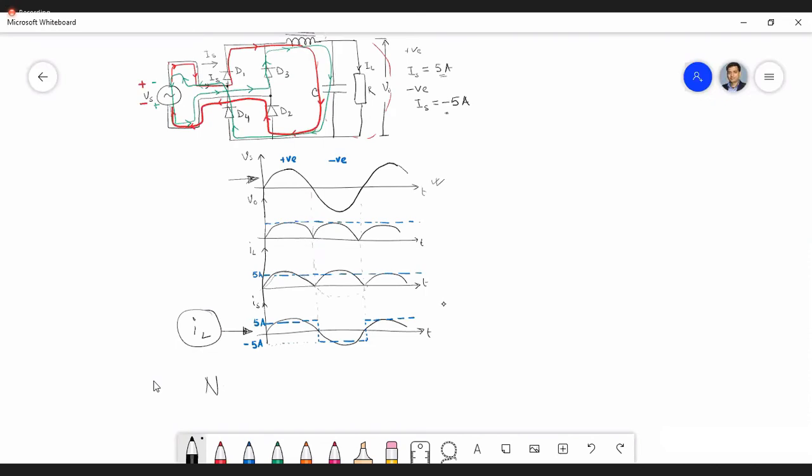If we have a non-sinusoidal waveform, we have to go for harmonic analysis. Why? Why so?